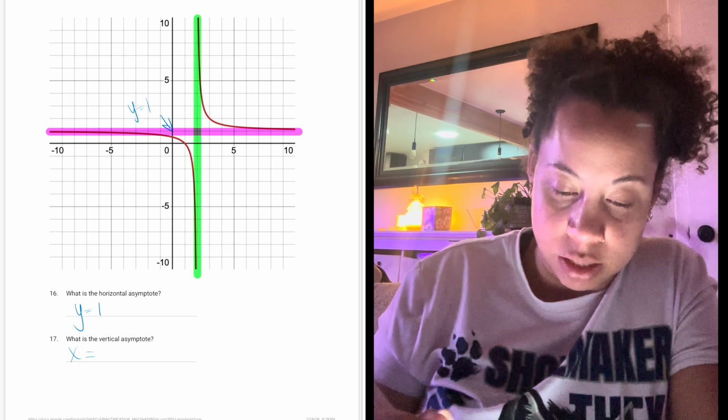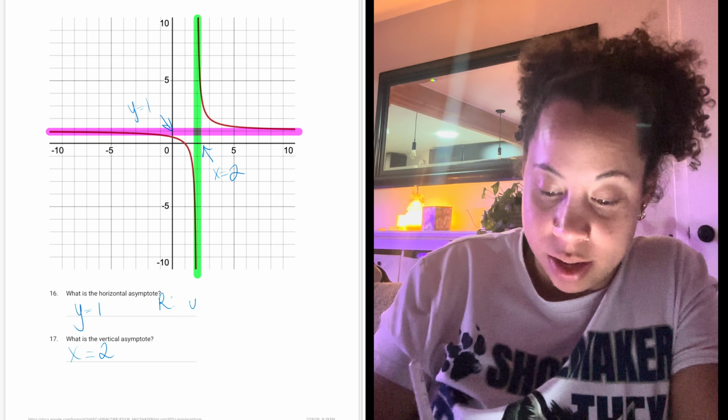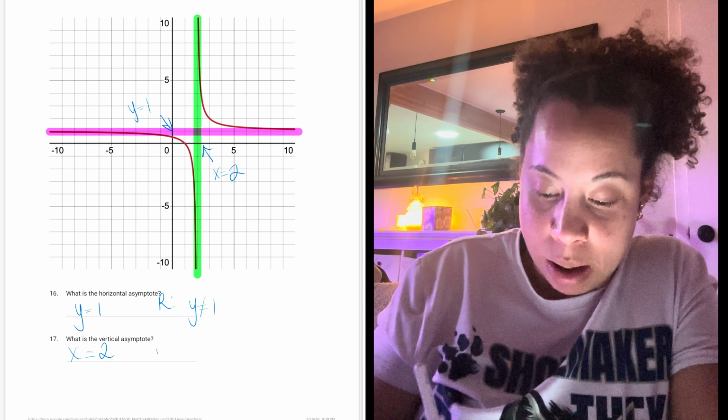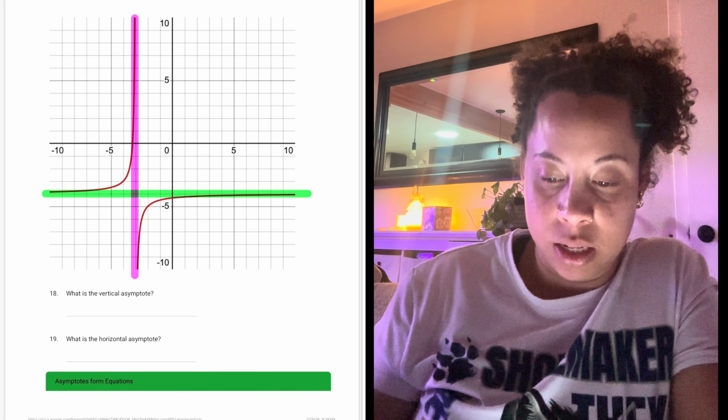Now remember, your range goes with your y. So your range would be y does not equal 1. And your domain goes with your x's, so x does not equal 2. Okay, so that's how you find your domain and range from a graph. We could do the same thing here. I'm just going to draw them for you guys. So we want to draw right in the middle of where it splits up and down, where it's approaching but not touching. And then our horizontal one, we want to draw right in the middle. Remember, your horizontal is going to be your y equals, and your vertical is going to be your x equals.